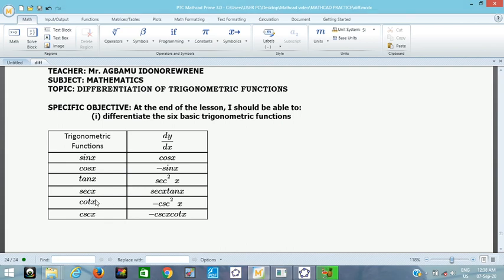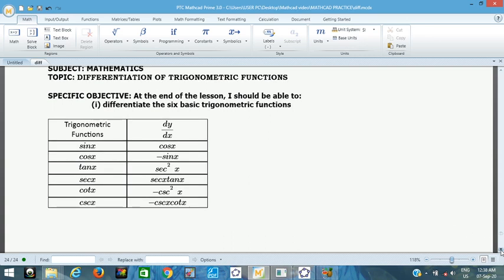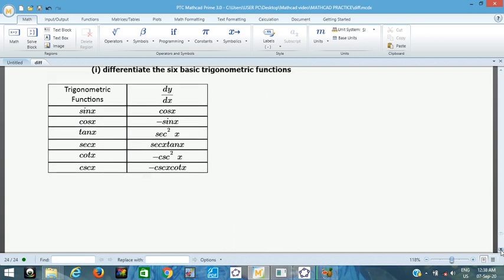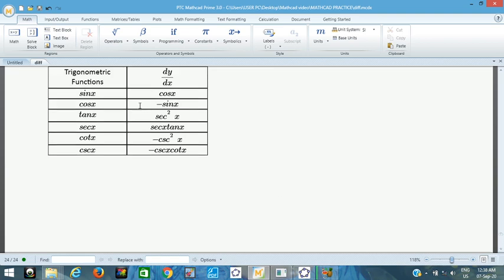Okay, let's try this one. Let's try sec x. How do you differentiate sec x to get this result? When you differentiate sec x, you get sec x tan x. So you can use it directly if you can recall it in an examination. You can see the way we did tan x in the last video. So let's see how we can do it for sec x.